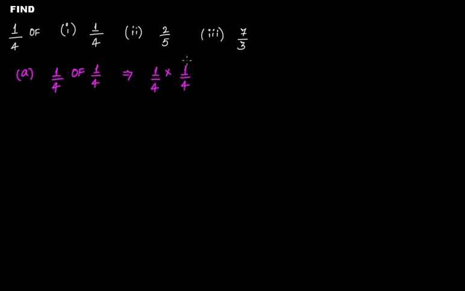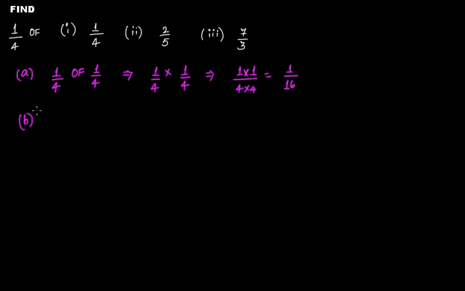Now we know that whenever we have to multiply a fraction by a fraction, then what we do? First we multiply the numerators together, then the denominators together, and this will be 1 over 16. Let's take the second one.